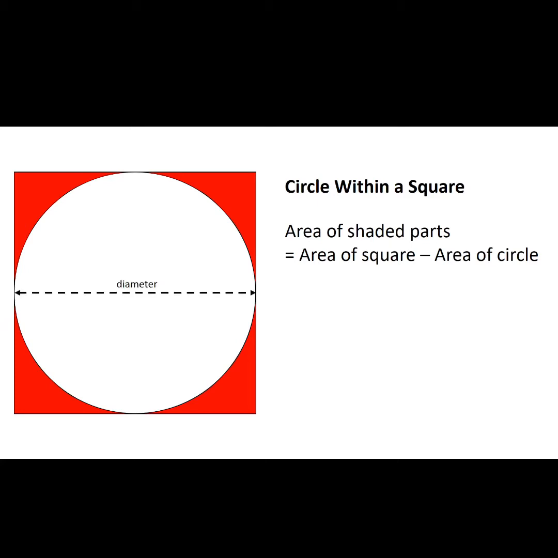We can see that the diameter of the circle is actually equal to the side of the square. So to find the area of the square, we just have to multiply diameter by diameter. And to find the area of the circle, the formula will be pi multiplied by radius multiplied by radius. So this will give us the formula to find the area of the shaded parts in this figure.